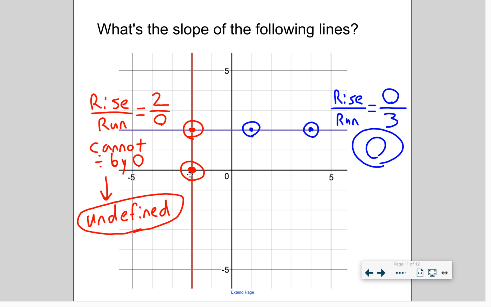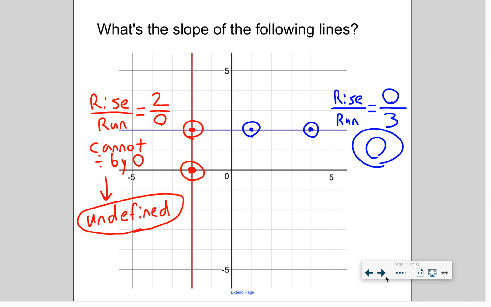Okay? Now for my red one, if I just chose these 2 random points, my rise is 1, 2, but my run is 0. I'm not going over whatsoever. And so my slope is going to be 2 over 0. But we all know that you cannot divide by 0. It's impossible. So therefore, the slope of a vertical line is undefined, okay, because you cannot divide by 0.